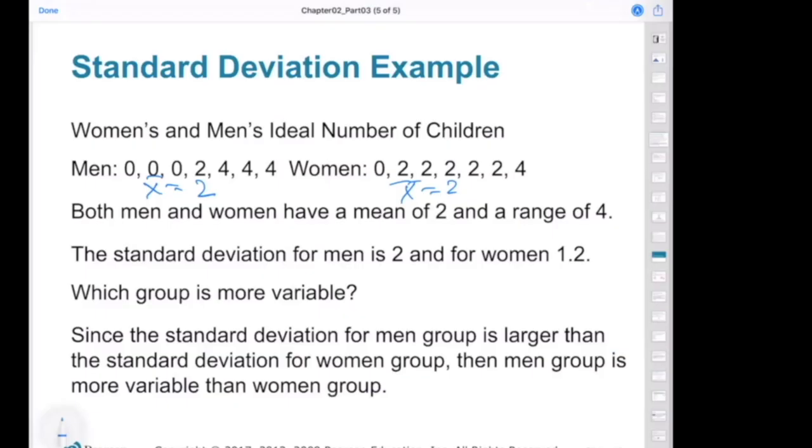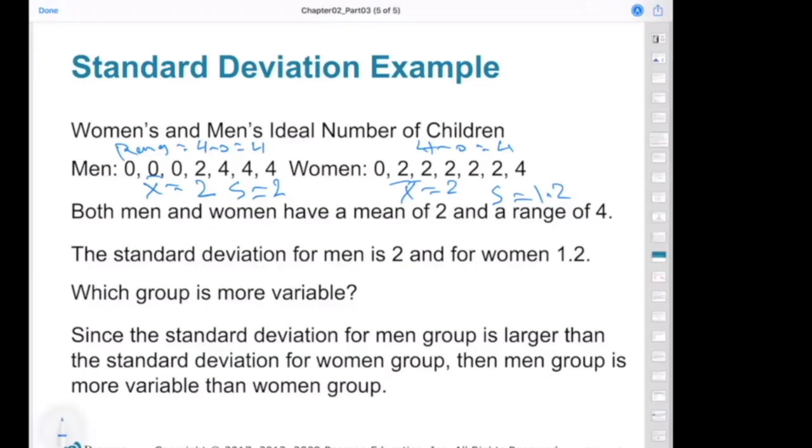So the range here is from 0 to 4, which is 4 minus 0, so it's 4. Same thing here, the range is 4 minus 0, equal to 4. They have the same range. But the standard deviation, S, for the men group is equal to 2. And the S for the women is 1.2. So which group is more variable?